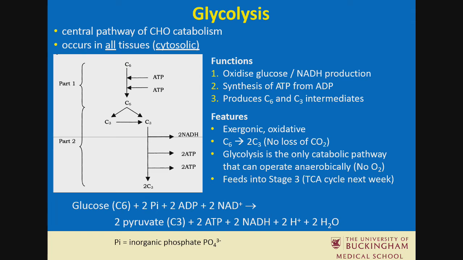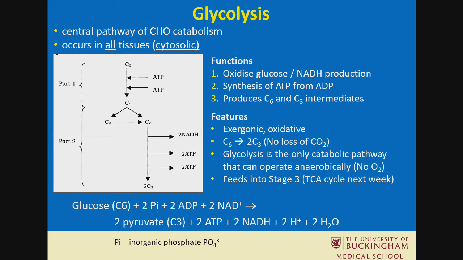So it's going to oxidize glucose, and in turn it's going to produce NADH, which gives us reducing power in the cell. There's also going to be some synthesis of ATP, which occurs from converting ADP, the diphosphate nucleotide, into the triphosphate. And we're going to break down glucose from a 6-carbon molecule into 3-carbon intermediates. We'll see that some of those are important in terms of other cellular processes.